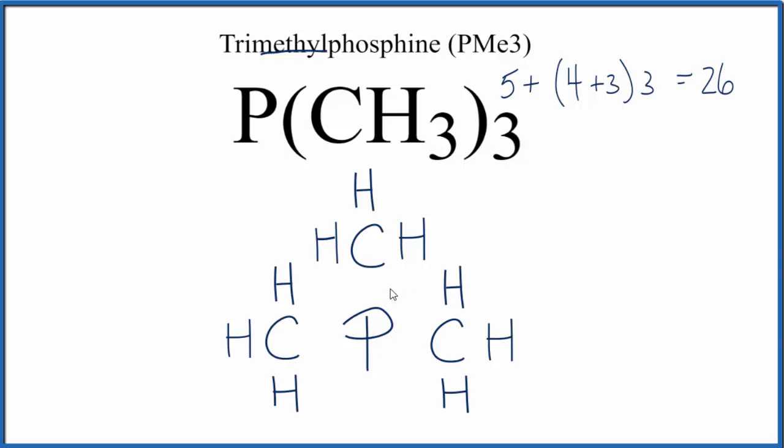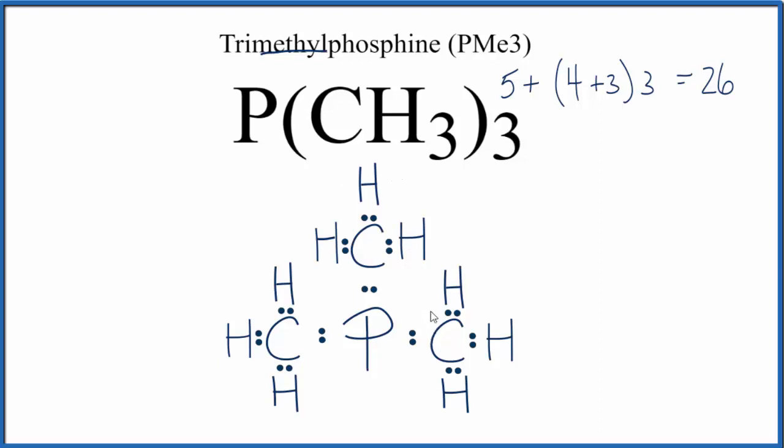Let's put electrons between atoms to form the chemical bonds. So now we've formed chemical bonds between all the atoms, and we've used 24 valence electrons. The carbons, they all have 8 valence electrons, so they have octets. The hydrogens only need 2 to have a full outer shell, and each hydrogen has 2 valence electrons.